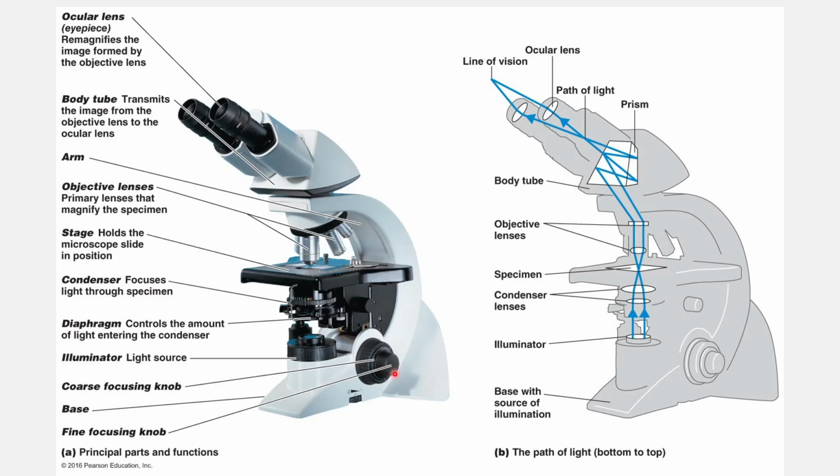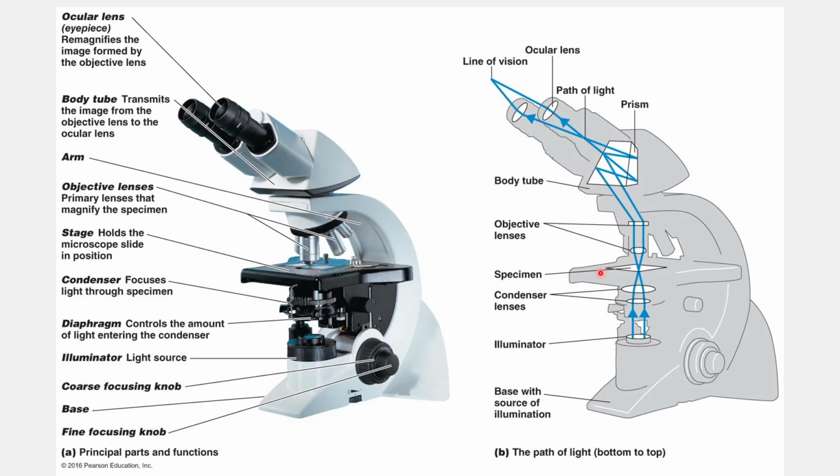Here on the right hand side, we can see a simplified image of the microscope where the path that the light takes has been highlighted up from the illuminator through the condenser lenses, which turn that light into a pinpoint beam that hits the specimen, which then moves up into the objective lenses through the body tube, through a prism, and then it's reflected in your eyes through the ocular lens.